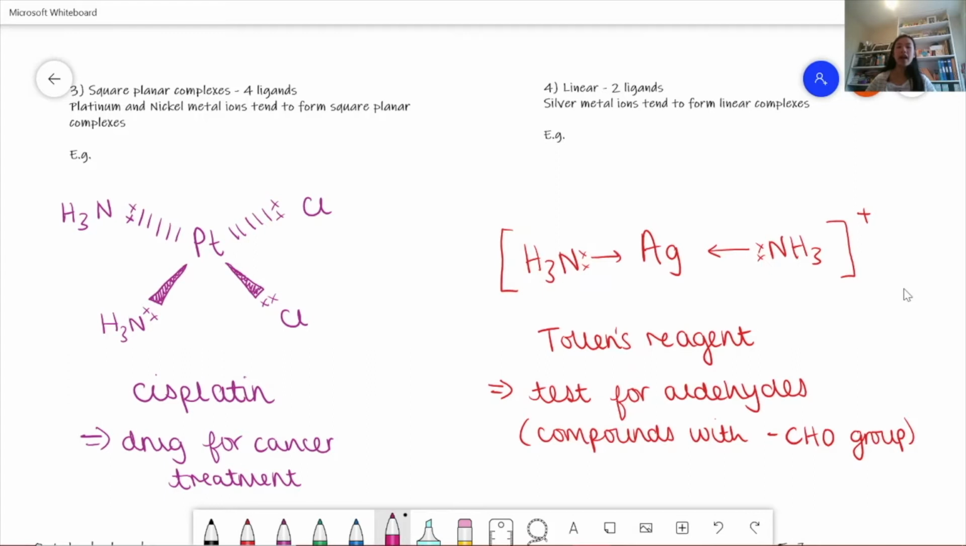And then the fourth shape that we get is a linear complex, and this is when we have 2 ligands. So silver metal ions tend to form these linear complexes. So here we have what we call Tollens reagent, and we test for aldehydes using this reagent, and we'll go through that a bit later on in the topic of testing for aldehydes and ketones.